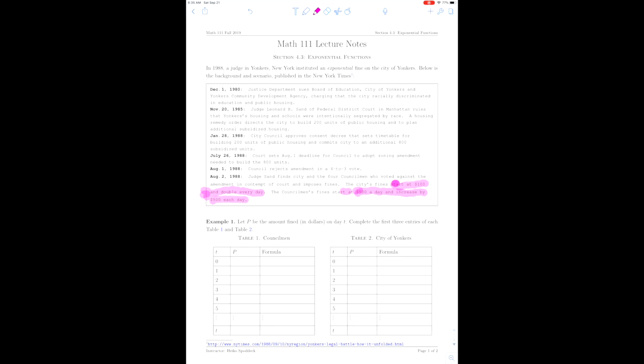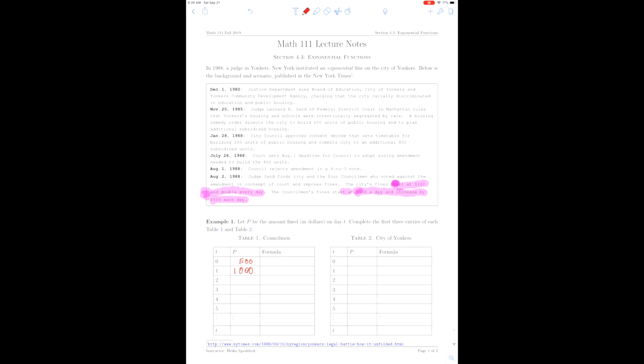Now, we're gonna take a look at what that does and how much they get fined over time, and we will look at the formulas for how that comes about. So let's start with the councilmen. On day 1 they are charged $500. Now on day 2 they will be charged $500 more, so that makes $1,000.